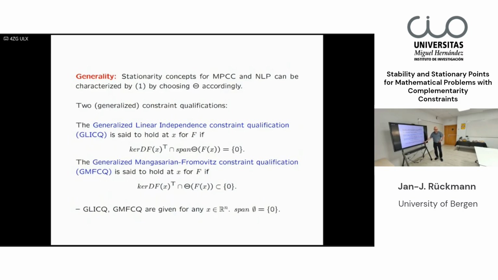Important is this. I also had to look at this. The span of the empty set is 0, the smallest subspace. And the slightly weaker condition, the generalized Mangasarian-Fromovitz constraint qualification, is said to hold if it is contained here. So we do not have the span here. That's why it could be empty as well. Yeah, it's empty or it's 0.